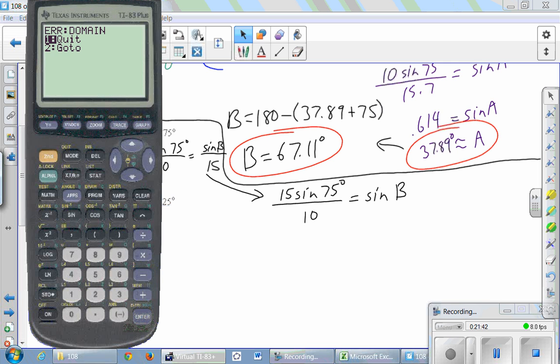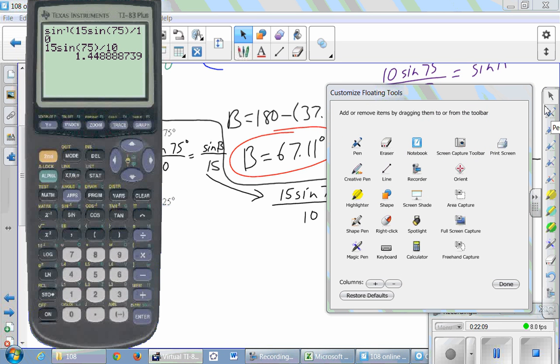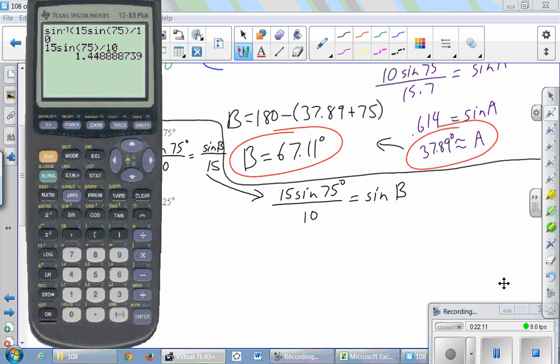Error: domain. Okay, so what's going on here? Well, we know that inverse sine and inverse cosine have some domain issues that we need to think about. And apparently we didn't. So let's take a look at that same answer, but I just want to get rid of this inverse sine business. Let's just calculate this fraction. So this fraction is about 1.45. So this means that 1.45 is the sine of B.